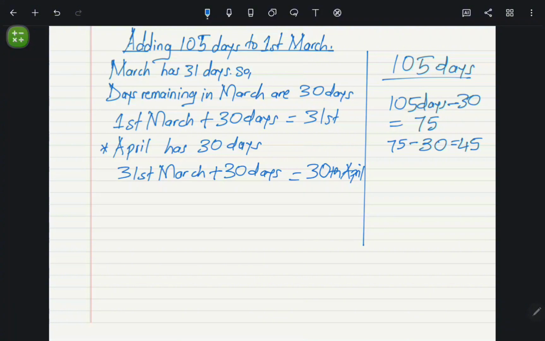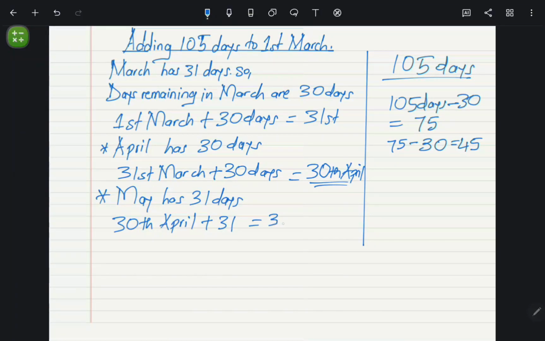Now what is our next month? Our next month after the month of April is May, not so? But now the month of May has 31 days, not so? So now what are we going to do? Right now we are having 30th April. So we are going to add 31 days to 30th April. So now we are having here 30th April plus 31. What are we going to get here? We are going to get here 31st May.